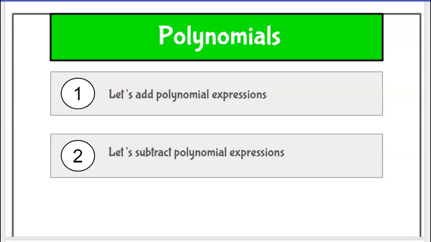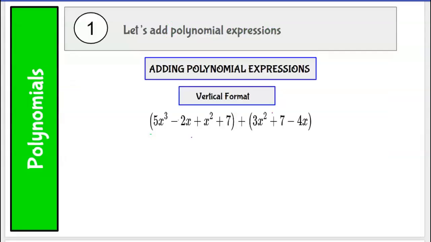In this video, we will be doing arithmetic with polynomials. We will look at a couple of different formats to add and subtract the polynomials. This first example is addition. Adding polynomials is basically combining like terms. Remember, like terms have the same base raised to the same power, and we just combine the coefficients.